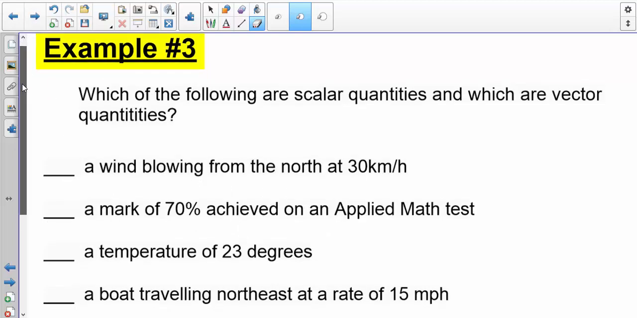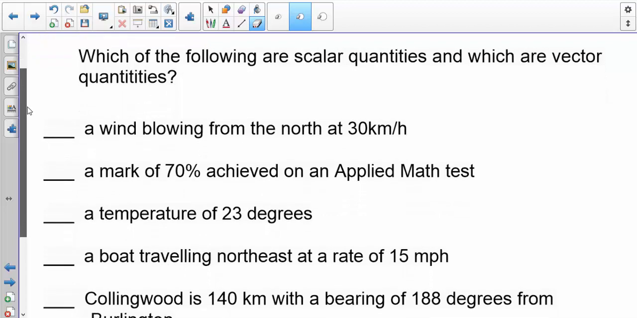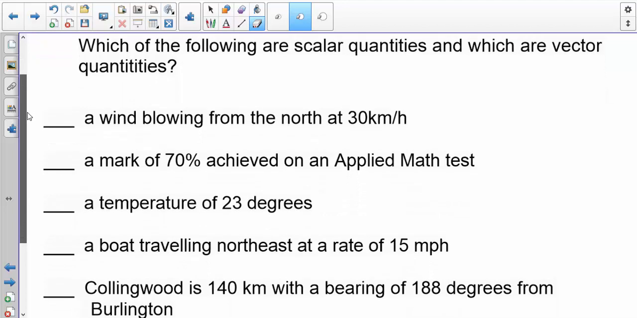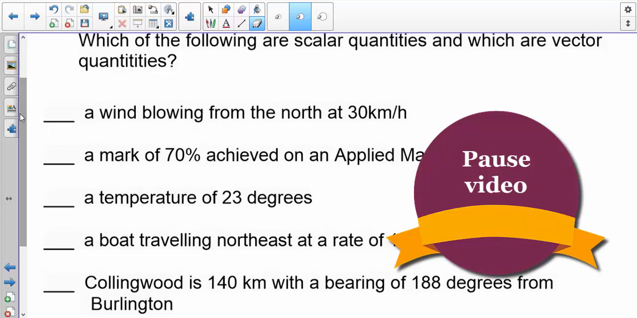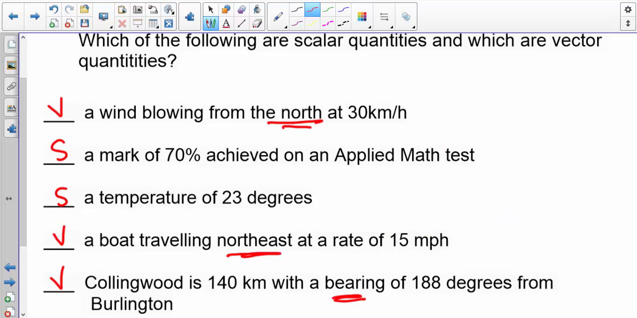Example 3 here. So what I want you to do is pause the video and consider these examples here. Which of the following are scalar quantities and which ones are vector quantities? So take a second or two, pause the video and give those a go. All right, so there's your answer for all of those. I underlined the key words there that would give us away that we were talking about vectors.